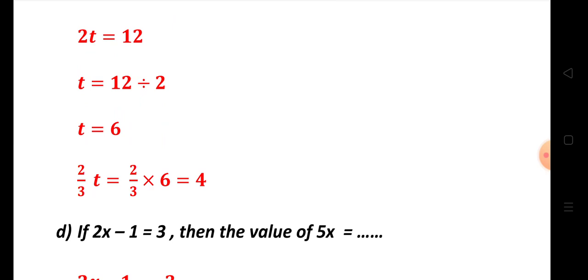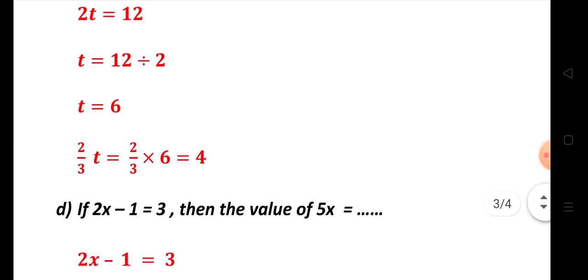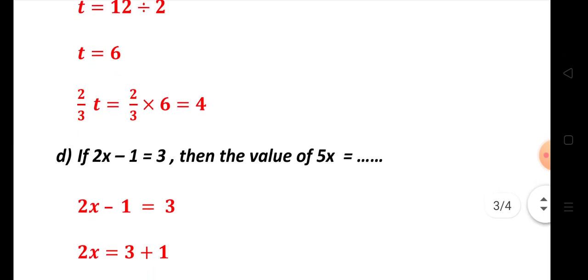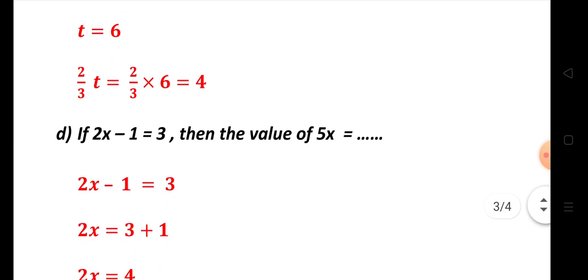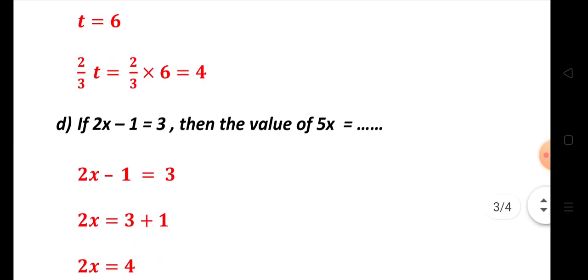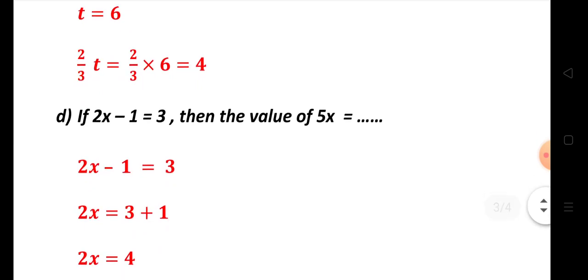Now I have the value of t equals 6. But he asked me about what? He asked me about 2 over 3 t. That means 2 over 3 times t. So I will write the value of t, which is 6. 2 over 3 times 6 equals 4.